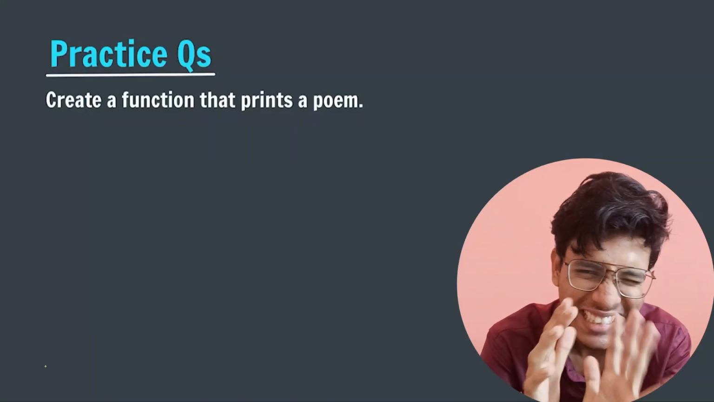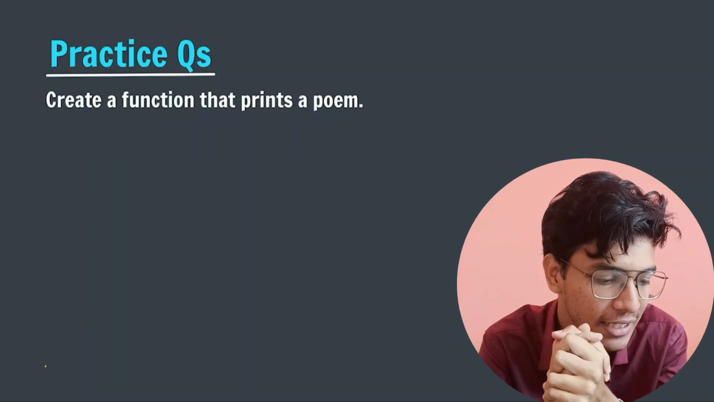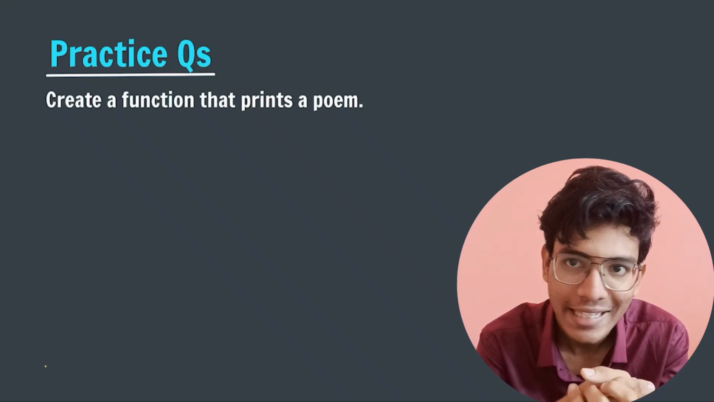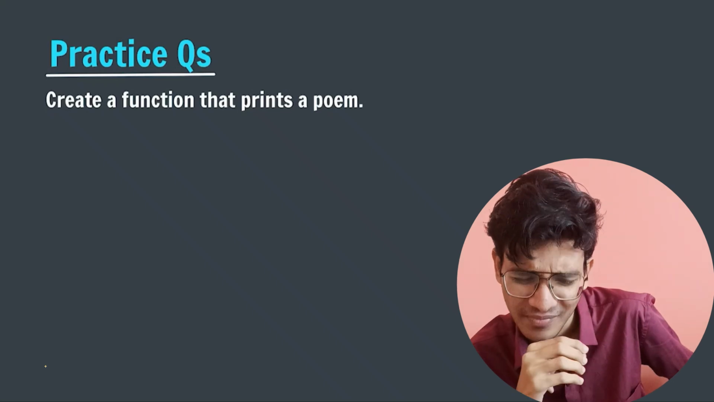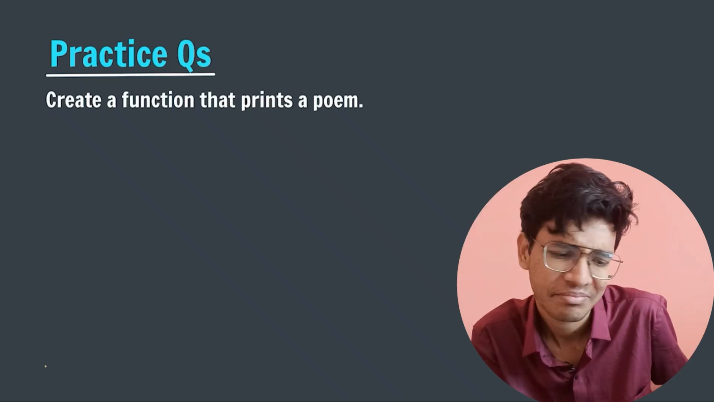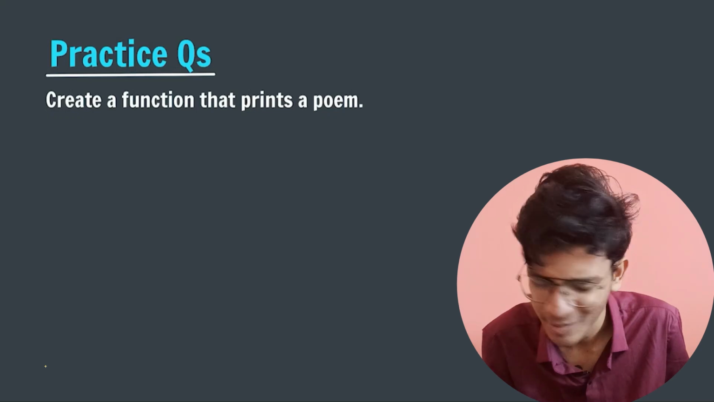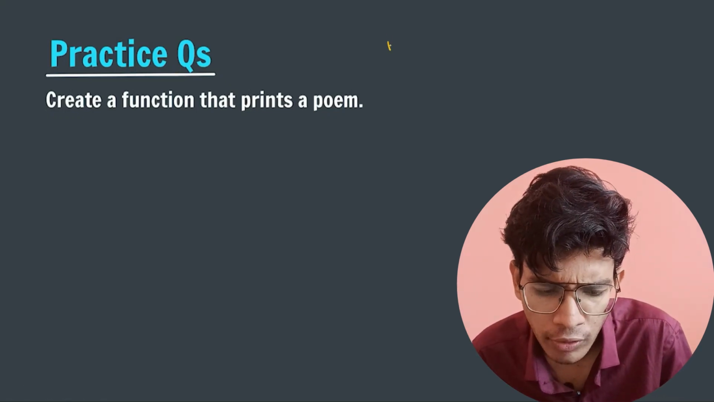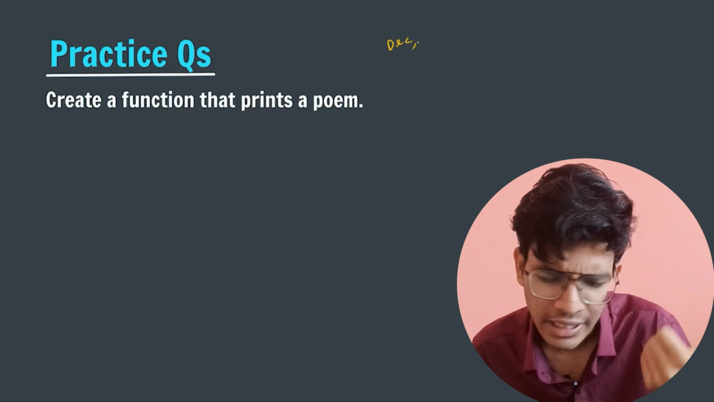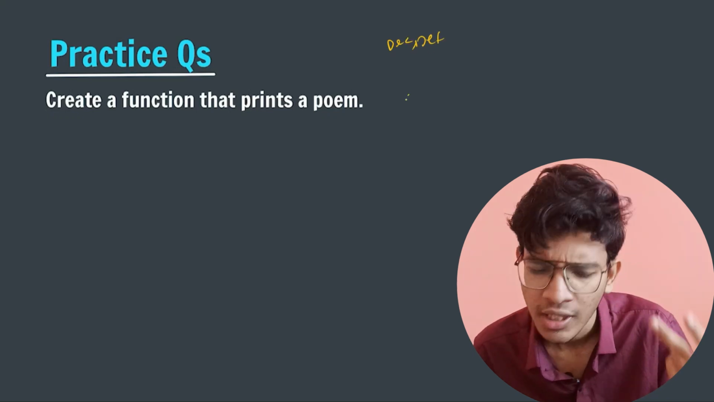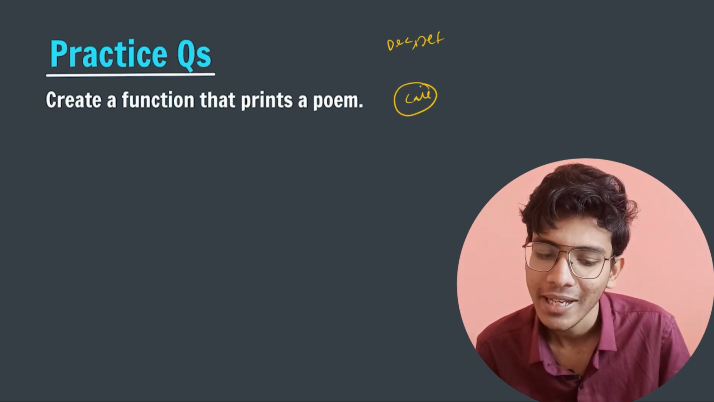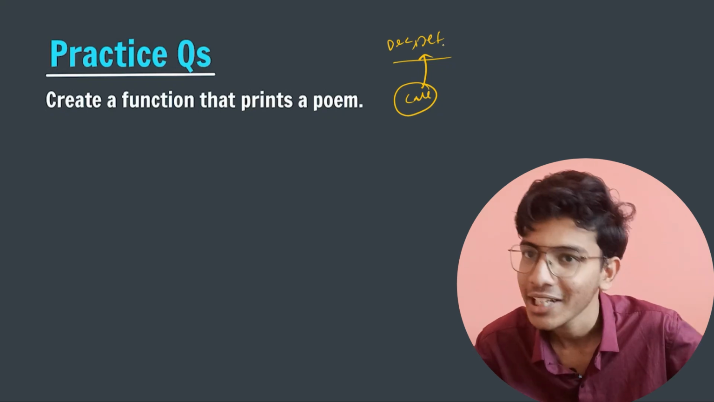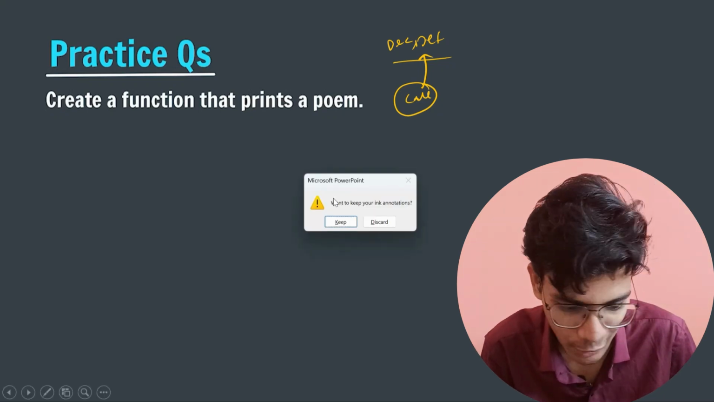Let us do a tiny, interesting, simple question, which is creating a function that prints a simple poem. I don't know how we write poems, but what we will do in this question is, first of all, give the declaration and definition of our function. After it we will call the poem function, and by calling it we can print whatever is inside my program. Okay, now let us do this.